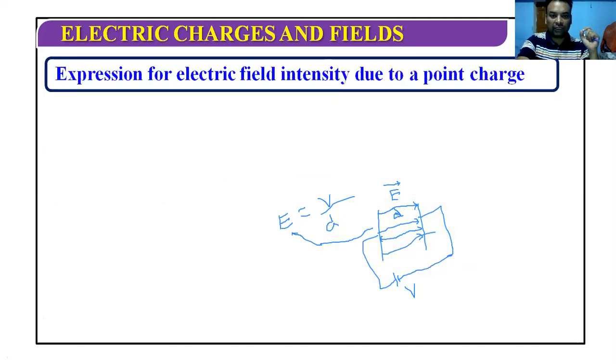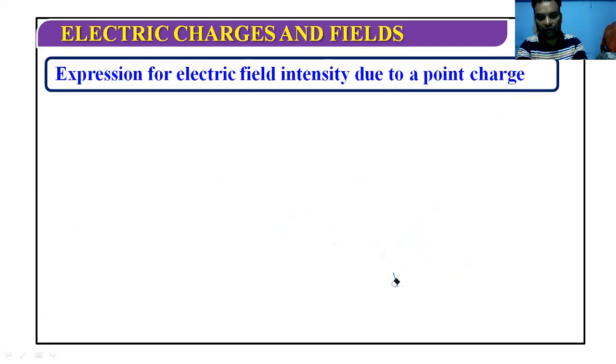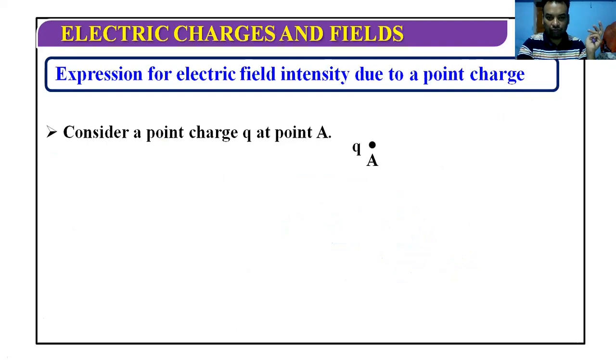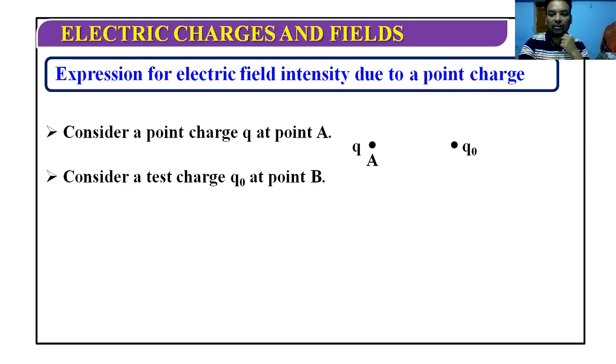Now, expression for electric field intensity. So let me rub this. Now we are interested in the expression for electric field intensity due to a point charge. So let me take a single point charge Q placed at A. We take another charge, which is a test charge. Test charge is Q naught and Q naught is placed at B. Q naught is again a positive charge.